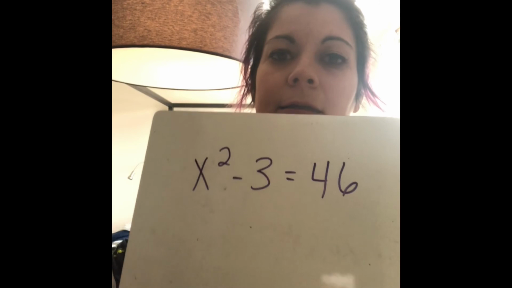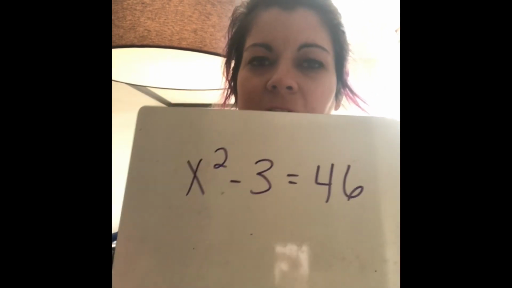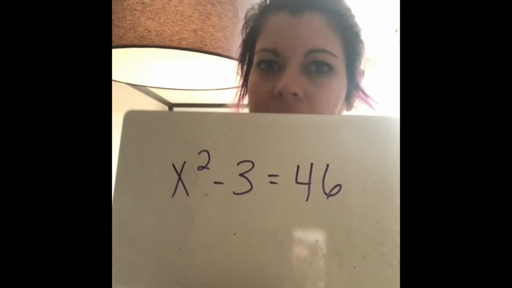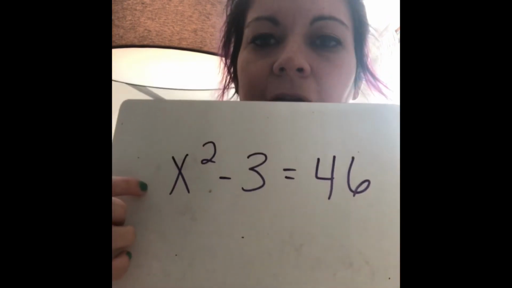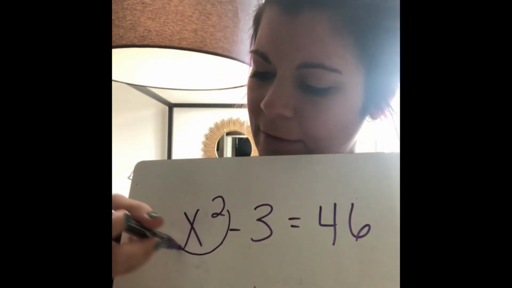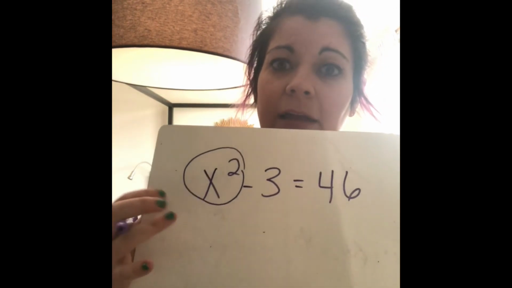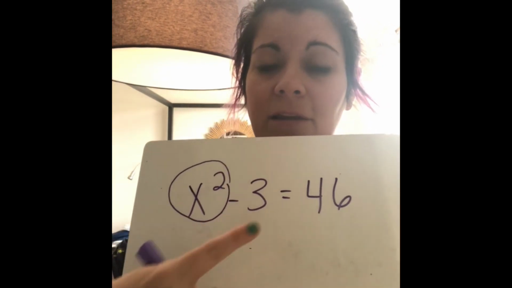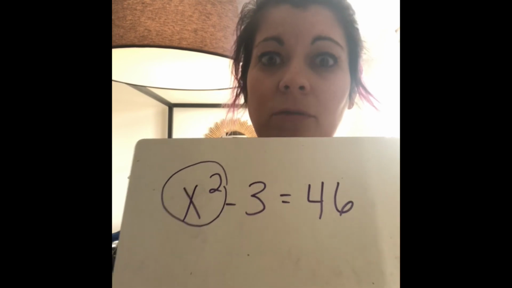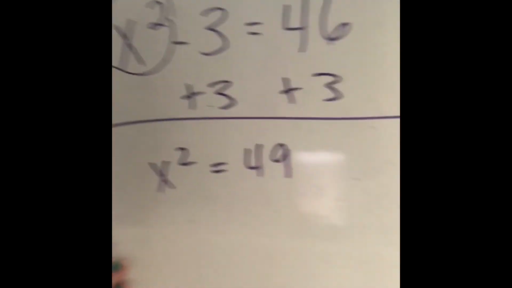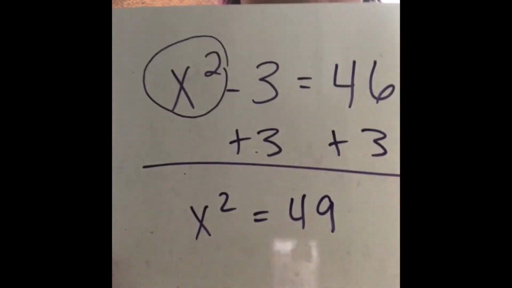Isolate the x. Since it's not a quadratic and it doesn't have x squared and an x, you don't set it up equal to 0. So we're just trying to isolate the x, okay? First of all, if we want to isolate this term, minus 3, we're going to add 3 to both sides because of the inverse operation. So you add 3 to both sides and you get x squared is equal to 49, okay?